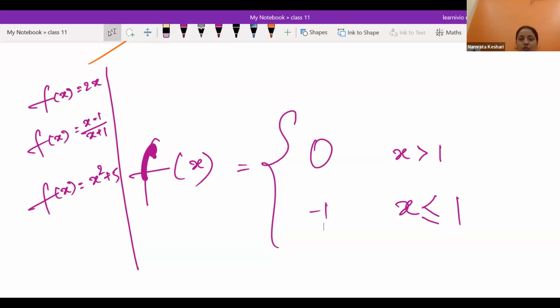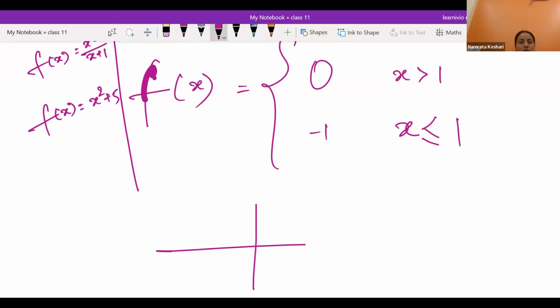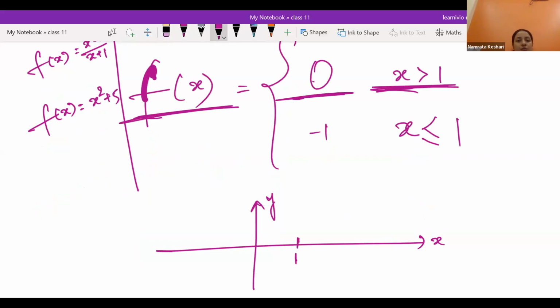Okay, let's see. This function says that when x is bigger than 1, in your coordinate axis, here x, here y, somewhere 1 is there, then your output f of x will be 0. When x is 2, f of x is 0. When x is 3, f of x is 0. When x is 4, f of x is 0. When x is 5, f of x is 0. And when x is smaller than or equal to 1, f of x is minus 1.